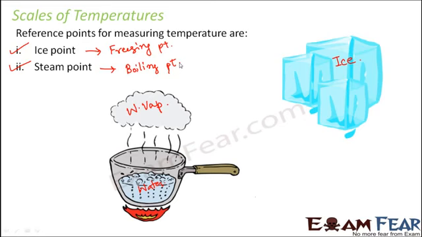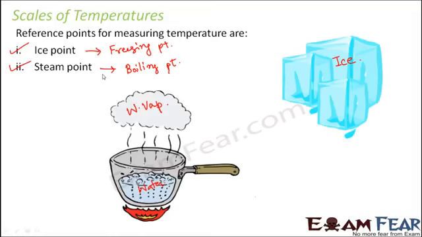Now, in all the three scales, we have determined the ice point and the steam point. So, for every scale, for example, in the Celsius scale, we will have a fixed ice point and a fixed steam point. Similarly, in the Fahrenheit scale, we will have a fixed ice point and a fixed steam point. And that is how we will be able to find out a relation between the various scales of temperature.